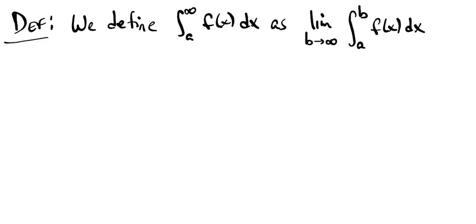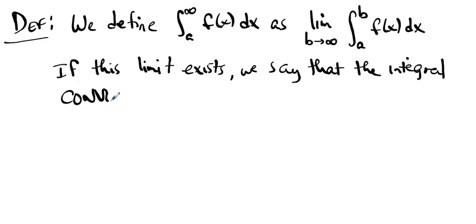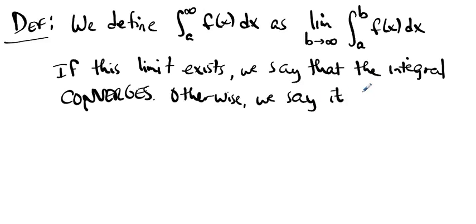We define the integral from a to infinity as the limit of the integral from a to b of f of x dx as b goes to infinity. If this limit exists, we say that the integral converges. Otherwise, we say it diverges.